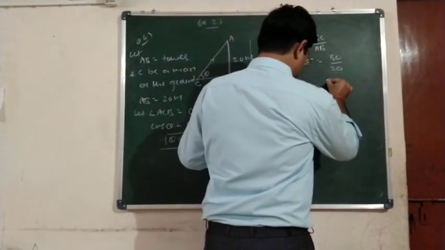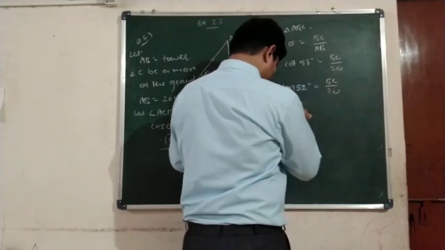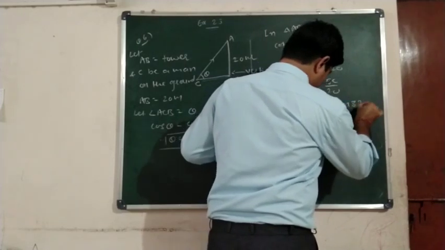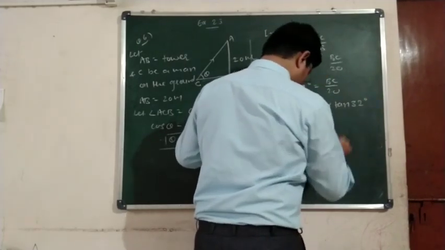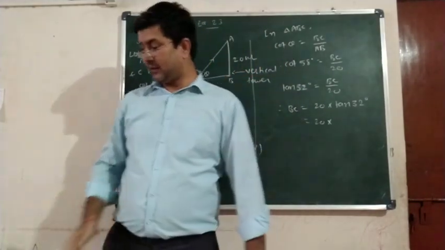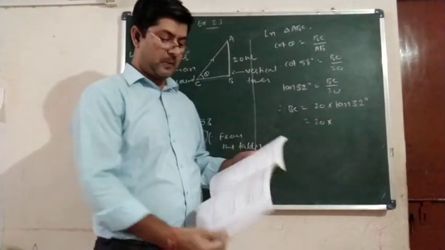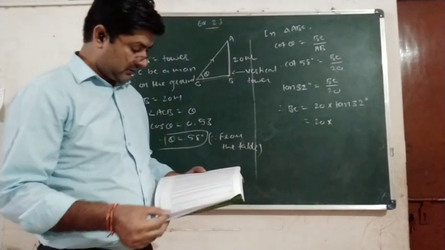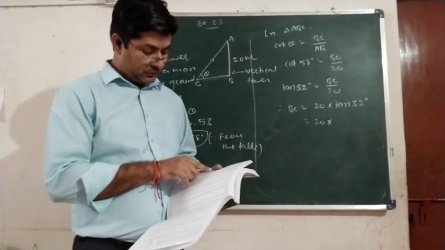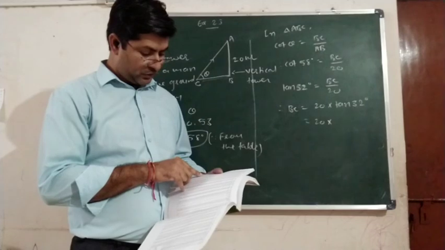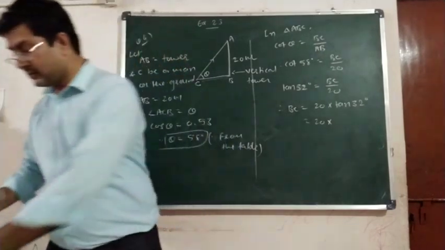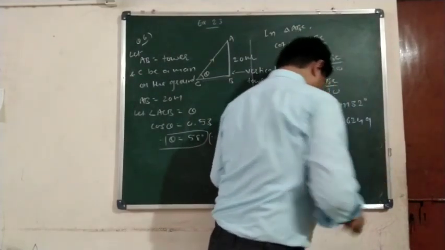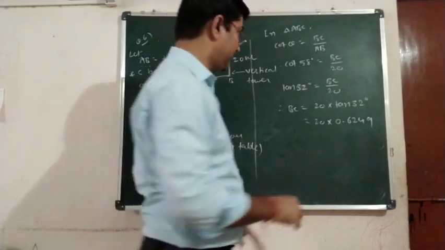Tan 32 is equal to BC upon 20, and therefore BC is equal to 20 into tan 32 degrees. Now again tan 32 we will find out from the table. Natural tangents are given in the table. So for 32 degrees we have the value 0.6249, and finally we will multiply this with 20.